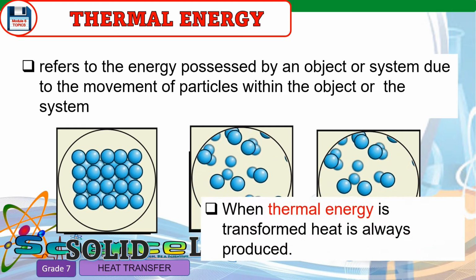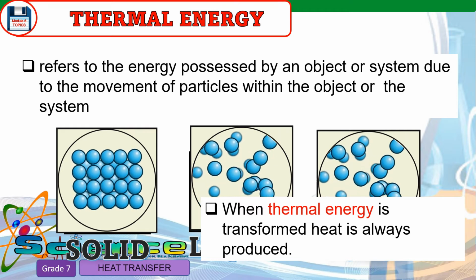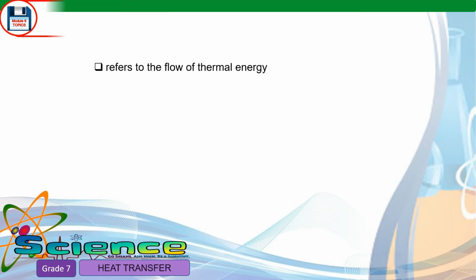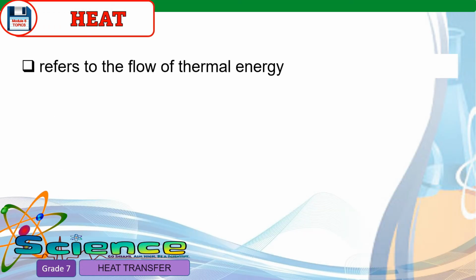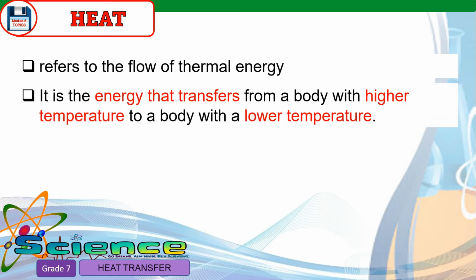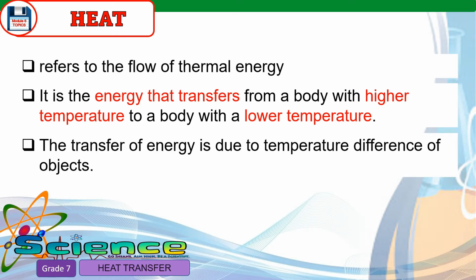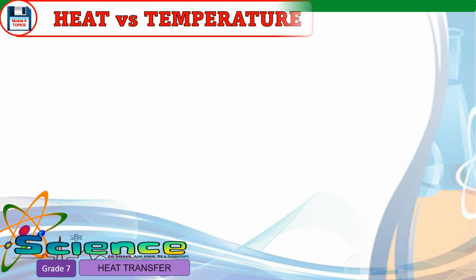When thermal energy is transformed, heat is always produced. Heat refers to the flow of thermal energy. It is the energy that transfers from a body with higher temperature to a body with a lower temperature. The transfer of energy is due to the temperature difference of objects. We usually think that heat and temperature mean the same thing, but these two concepts are different from each other.